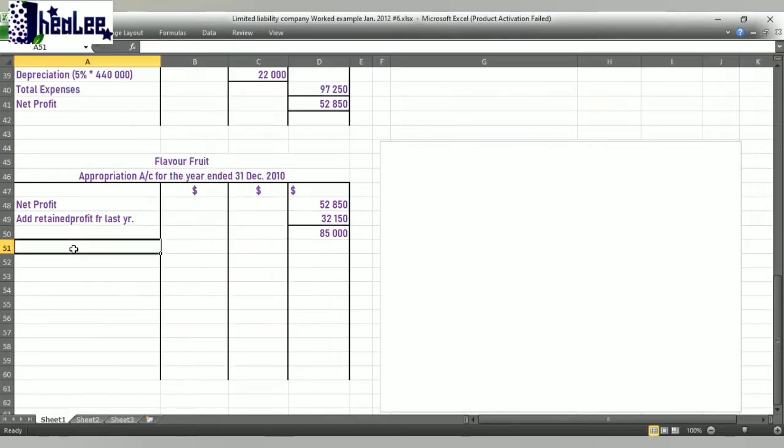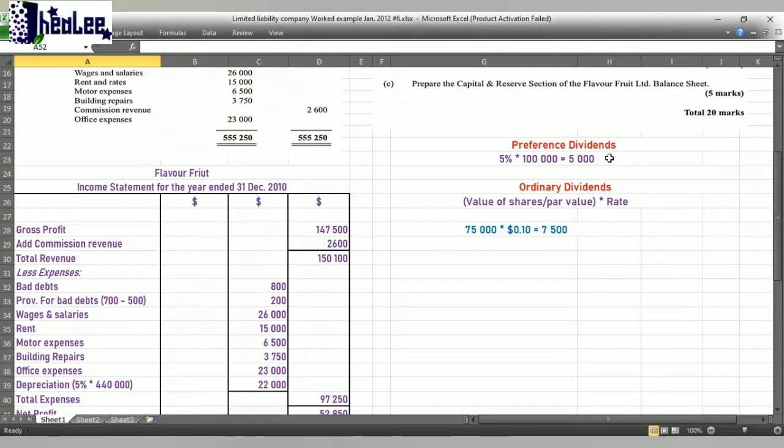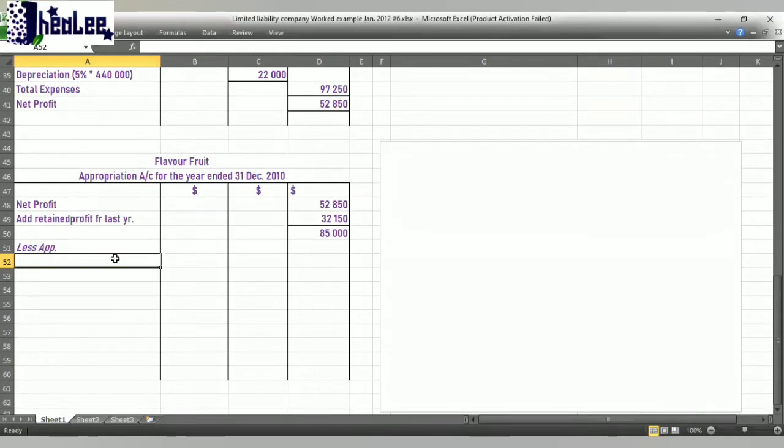Now, our next step is to proceed to less our appropriation. So we have less appropriation. You can shorten it by saying less up. We are paying out dividend based on calculation and information given. We are paying out preference dividend of $5,000 and ordinary dividend of $7,500. We're going to make a note of that.